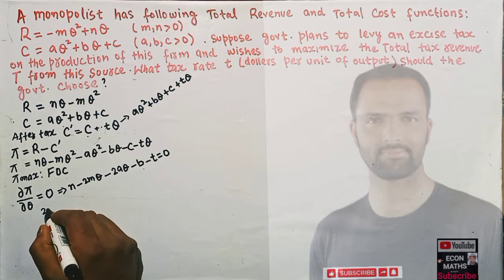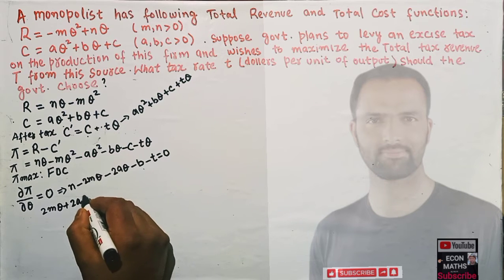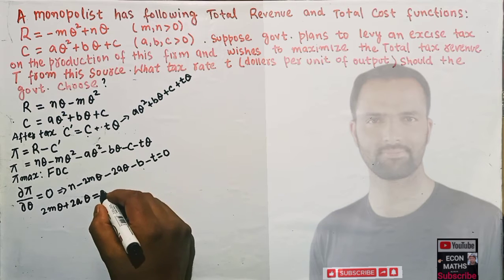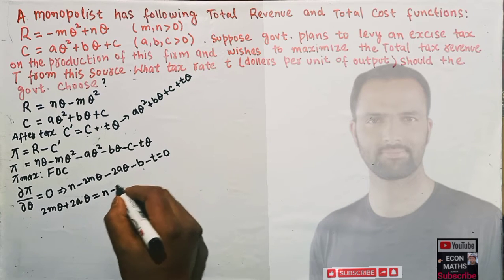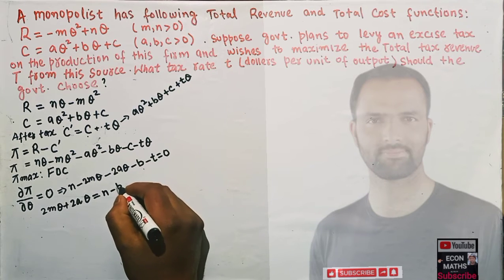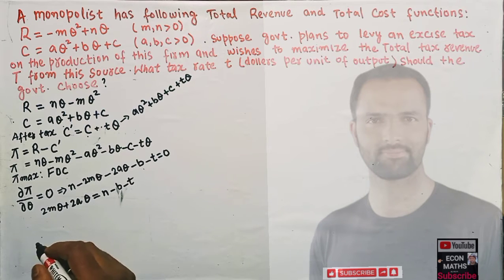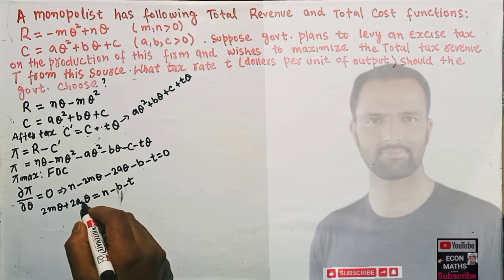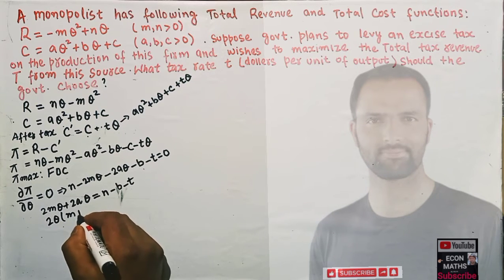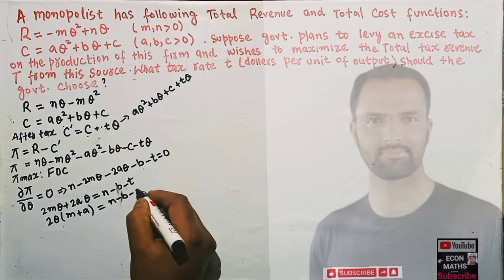We have 2mq plus 2aq. When I transpose this, they became positive. Then we are left with n minus b, sorry, this is b here, minus t. Now taking 2 and q common, we are left with 2q times (m plus a) is equal to n minus b minus t.